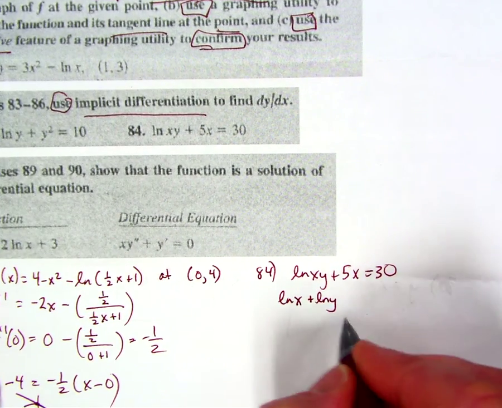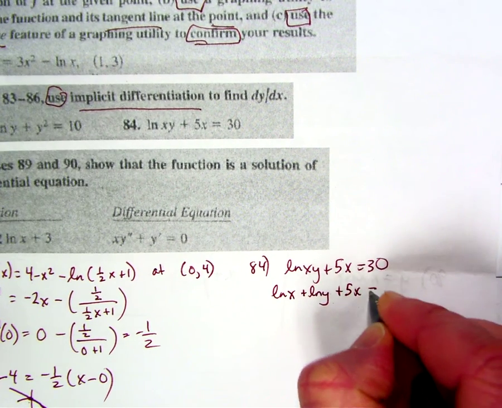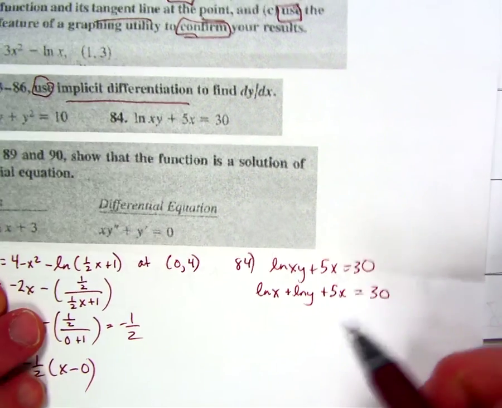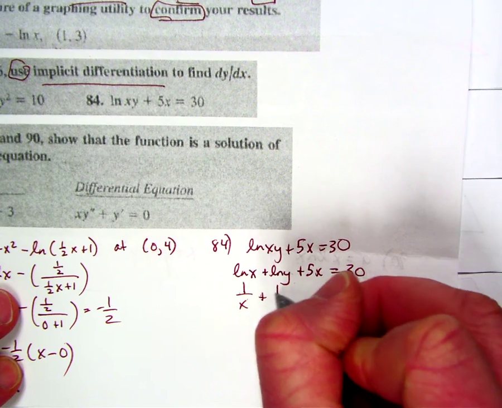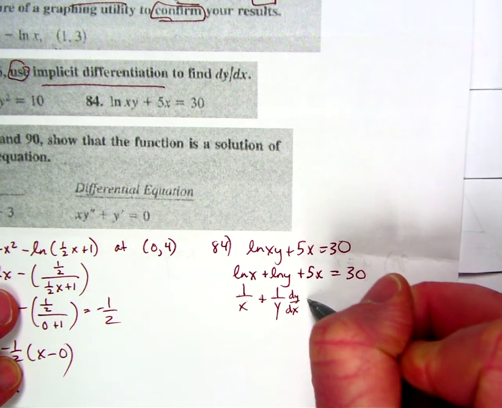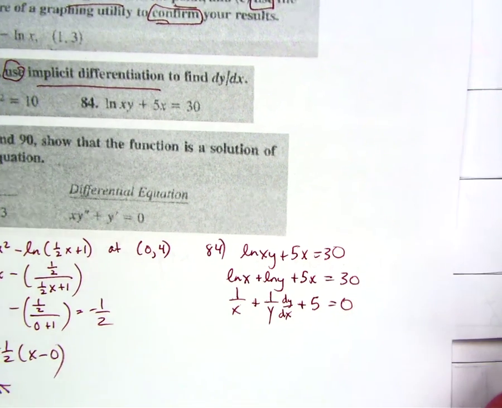Use implicit differentiation. So implicit means we take the derivative like we would, but then everywhere you had a y, you put a dy dx. So we split this up. Natural log x plus natural log of y. Always split up your logs as much as you can. Makes for easier derivatives. Plus 5x equals 30. Now we didn't take any derivatives yet. We just split up the log.